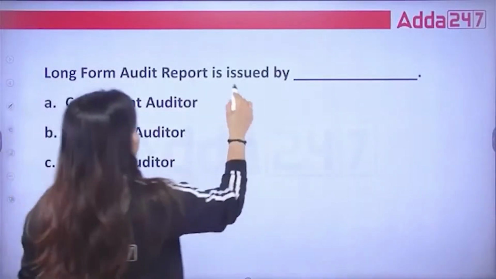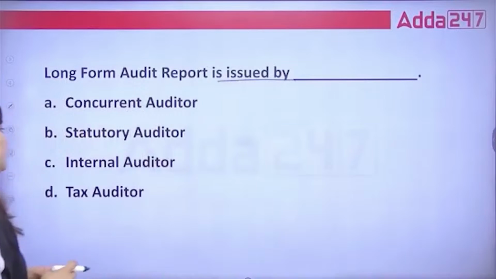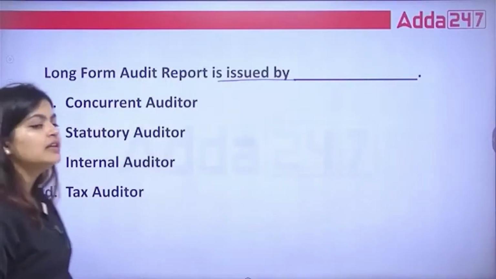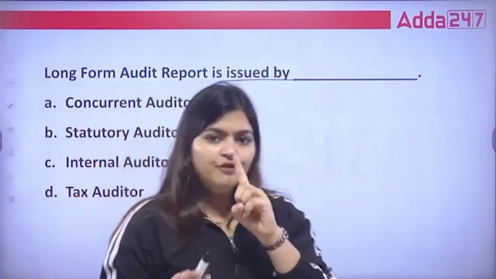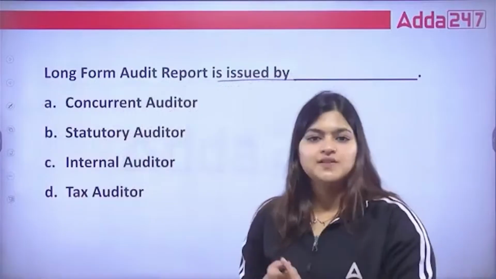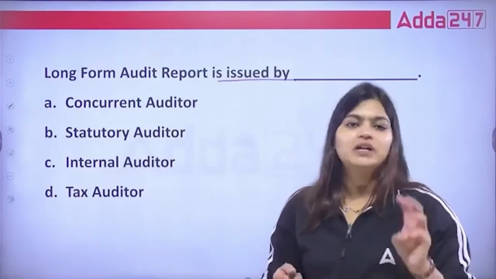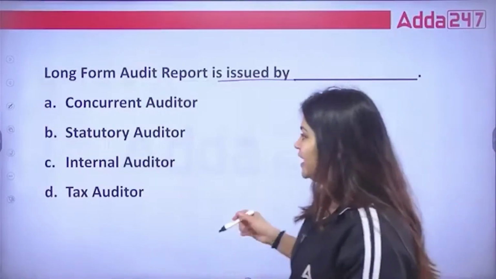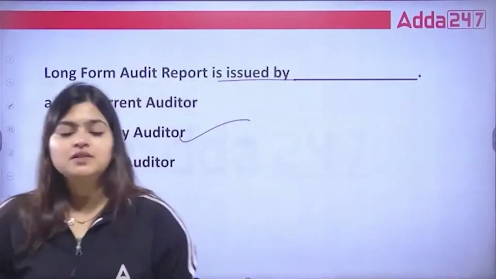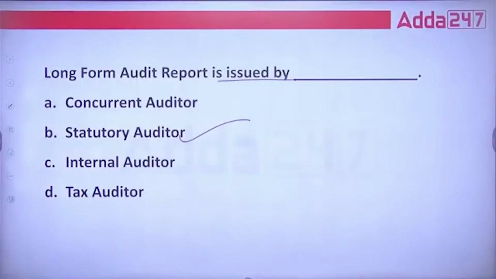LFAR report is issued by concurrent, statutory, internal or tax audit. So basically we have seen under statutory audit three types of report. First one, as per your accounts that you have prepared. Next, that is your tax audit report, and the third one is your LFAR. So who prepares this LFAR? Your statutory auditor. Correct?